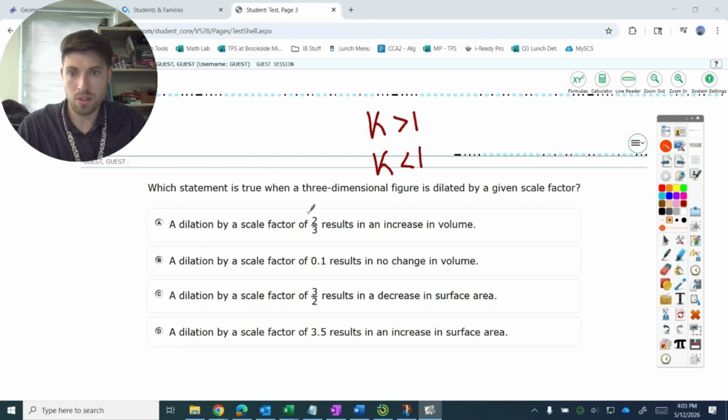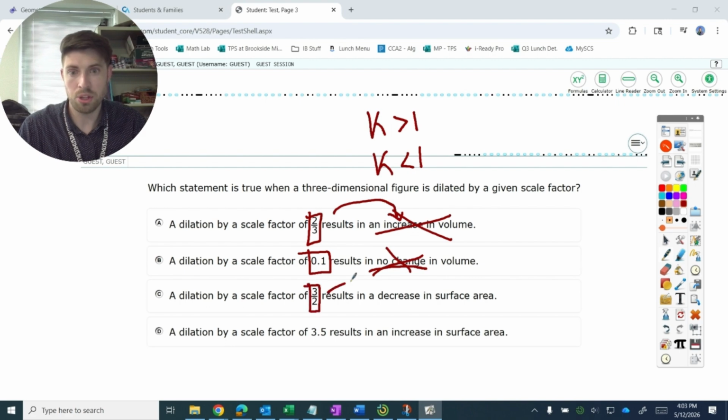So we just need to compare, right? For this first one, I've got a scale factor that's less than 1. That means we should have a decrease, and this is saying an increase, so that's going to be incorrect. For part B, we've got a scale factor less than 1. They're saying no change in volume. That's only going to happen if your scale factor is, in fact, just 1. So that's not true. For part C, we've got a scale factor more than 1, but they're saying that results in a decrease, and so that's also false. Lastly, we have 3.5 results in an increase in surface area. That'd also be true for volume and side lengths, but we just generally need to know that, right? More than 1 means we've got an increase. And so for this one, our answer is going to be D.